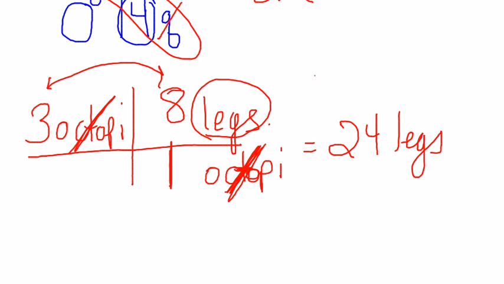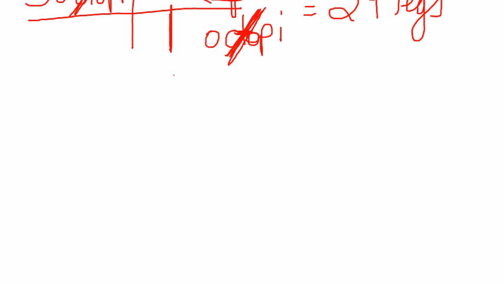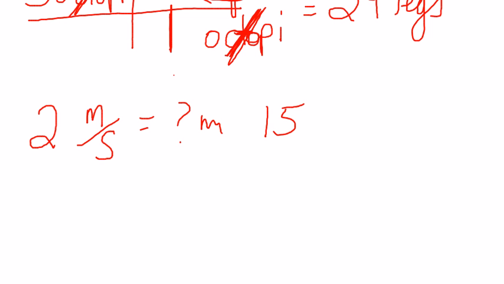We're going to do one more example. Let's say you're walking at a rate of 2 meters per second. You're moving kind of quickly. That's a very brisk walk, perhaps even a jog. And the question is, if you're walking at a rate of 2 meters per second, how many meters will you go in 15 seconds?